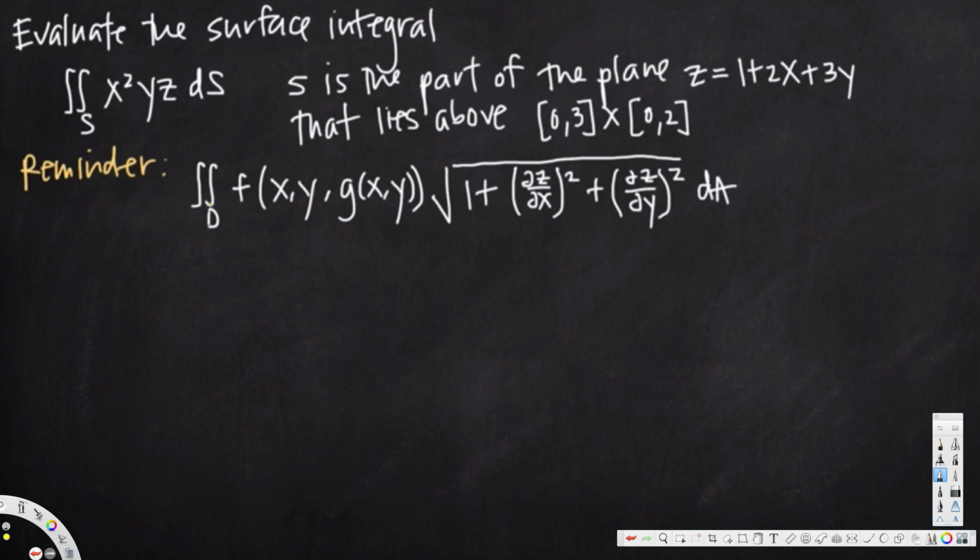To find the surface integral we use this equation: the double integral of f of x comma y, g of x comma y, and then the square root of 1 plus the partial derivative of z with respect to x squared plus the partial derivative of z with respect to y squared, dA.